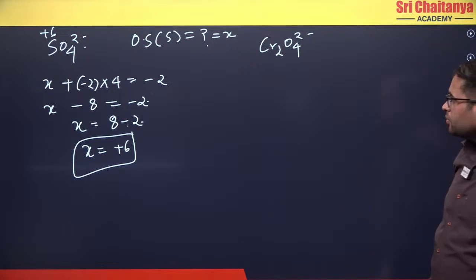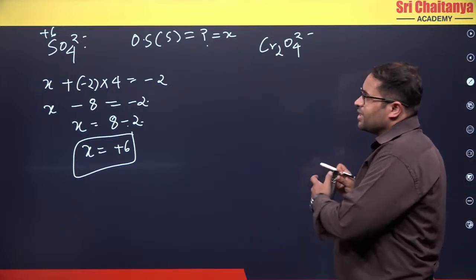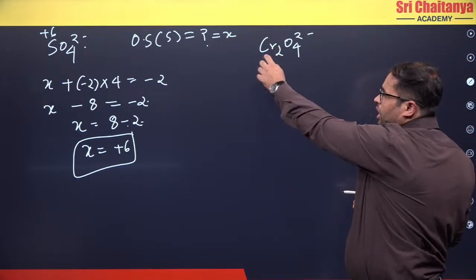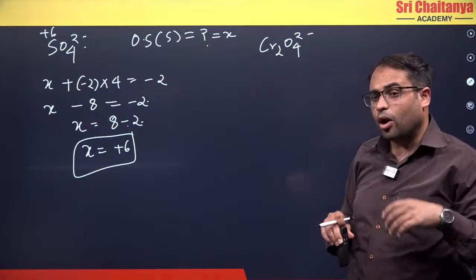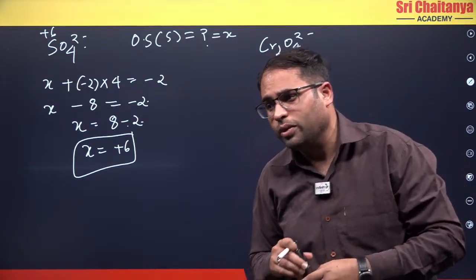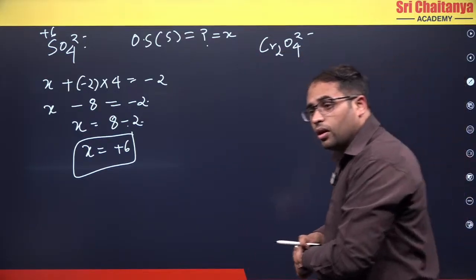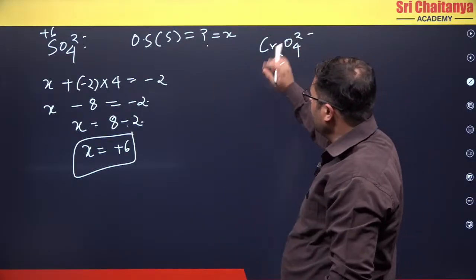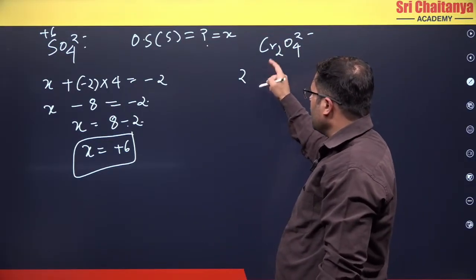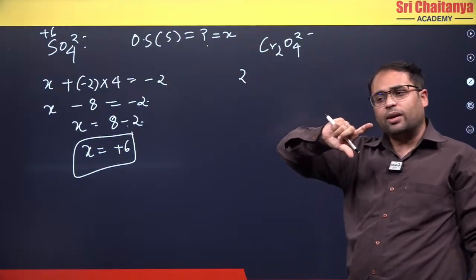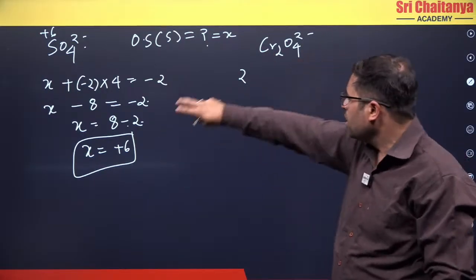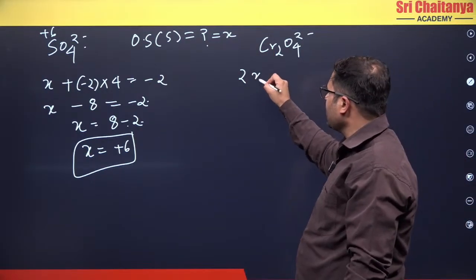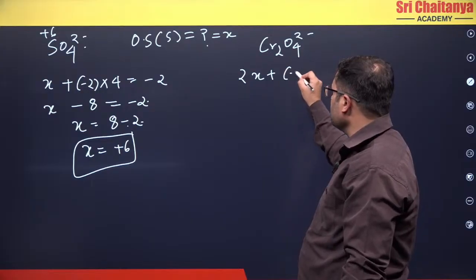This one, let us try. Now here understand that there are 2 chromiums, right? I am now going to ask the oxidation state of chromium, right? No, +2, no, it is +6, right? In chromium, because of a single chromium atom, the oxidation state is X. Of Cr2, it will be 2X, again 4 oxygens.